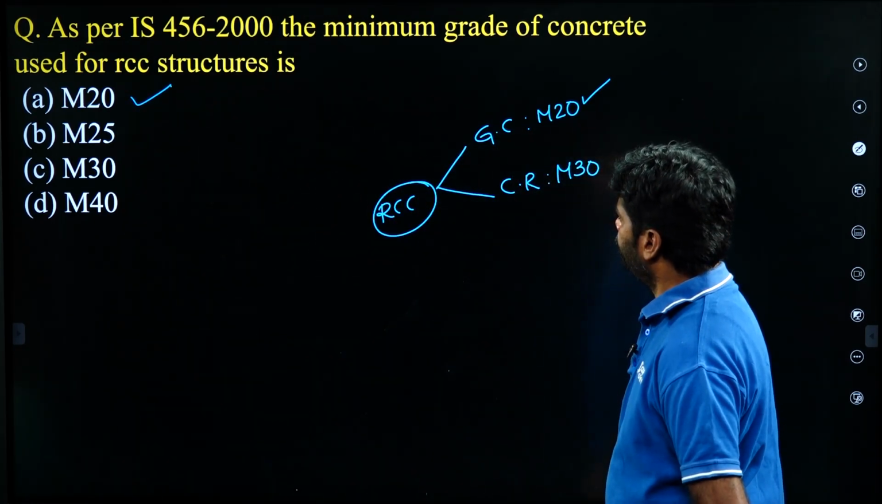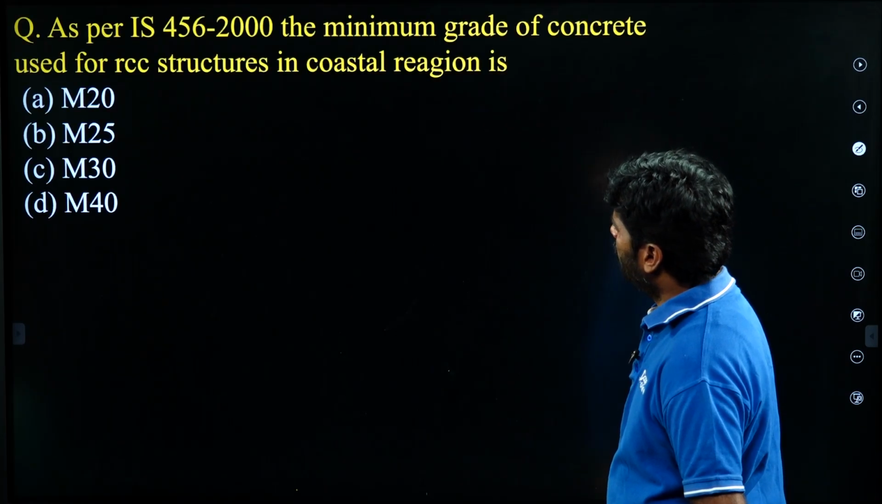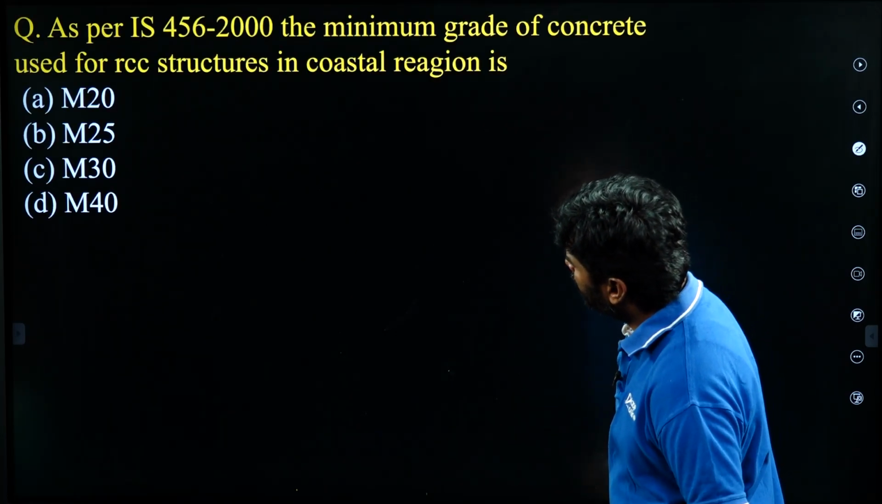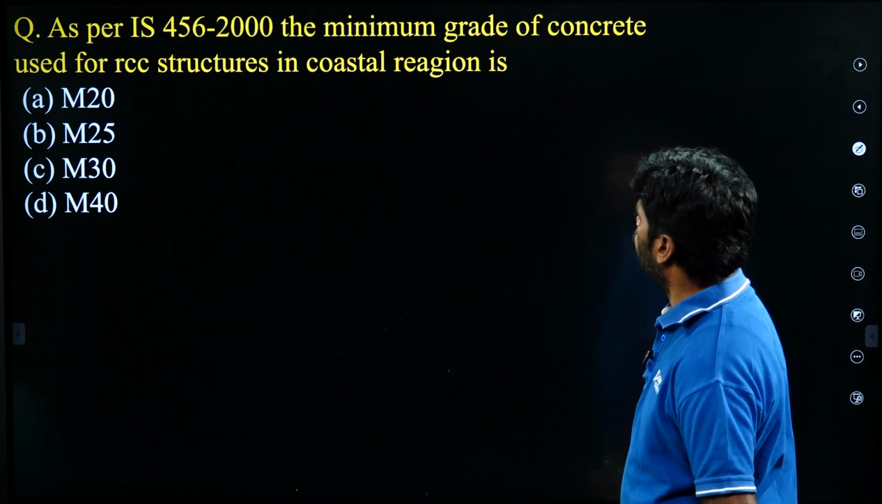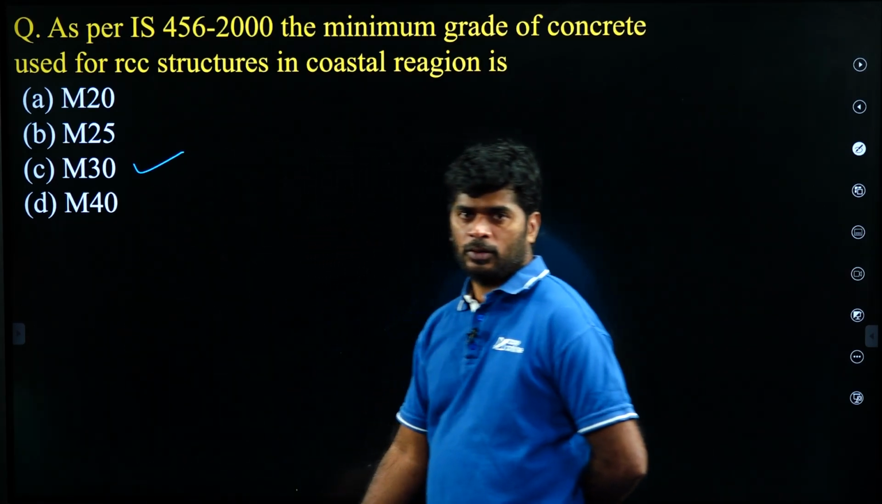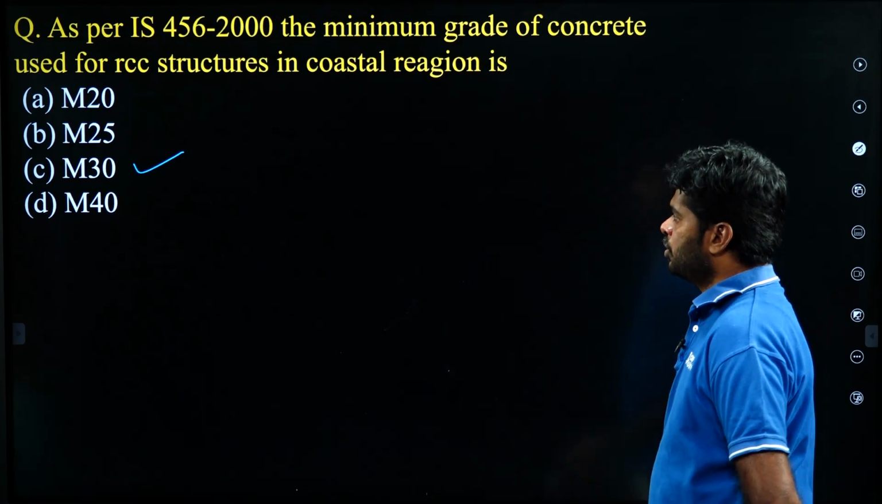Next question. As per IS 456-2000, the minimum grade of concrete used for RCC structure in coastal region, just now I told, M30. Okay. Next question.